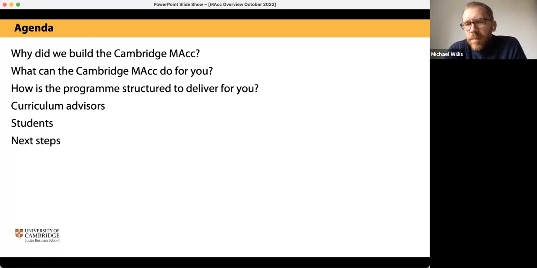We'll talk about next steps in the application process, how to make the decision if this program is right for you, and then what might be the next steps in making an application and how to successfully navigate that process. And then we'll have time at the end for any questions that you might have.